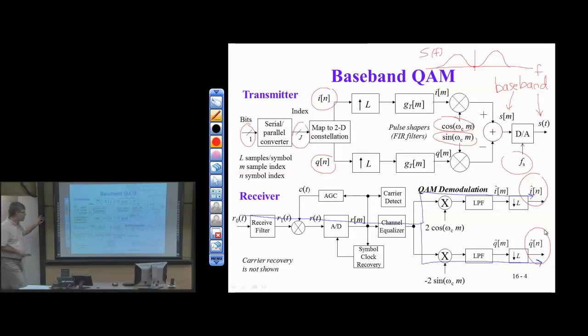Now, there's a lot of stuff on the side, and it's very, very important stuff. Automatic gain control, covered this last time in part 1 of lecture 16. Carrier detection, which is today, symbol clock recovery. Now, in the signal path, I've got an equalizer. That equalizer is what kind of filter? Is it FIR or IIR? What's your guess?